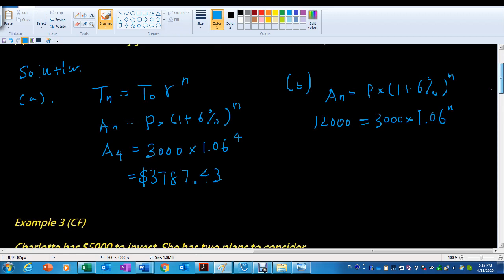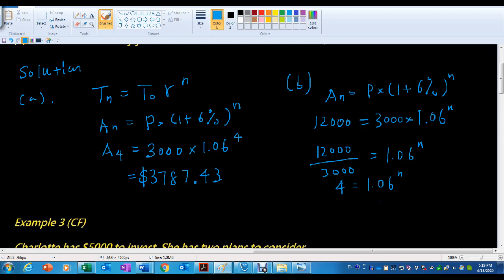You can always divide this number. That's 4. So it becomes a similar question like the one we've done before. You need to find a power n to make 1.06 to the n greater than 4, all right? And you need to find this number n to achieve that effect. But we have to do trial and error.